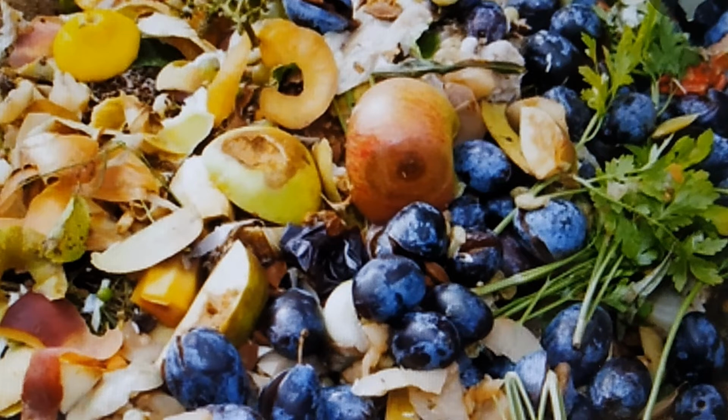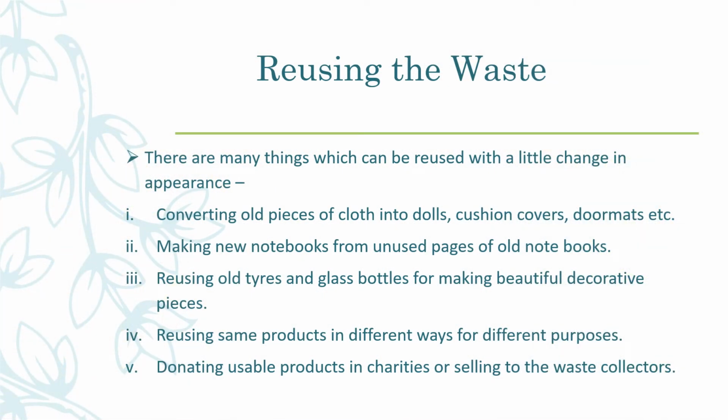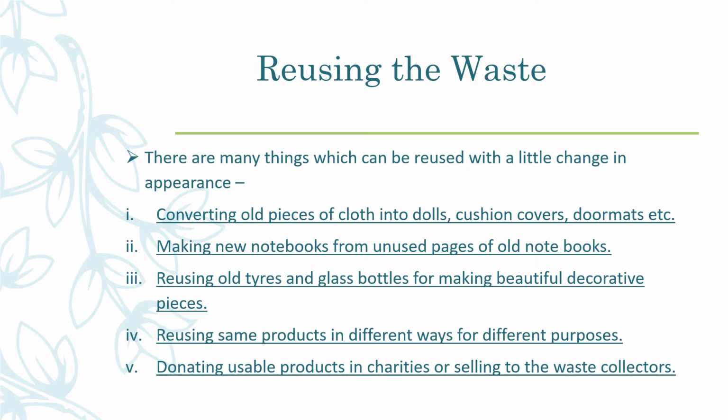And this is called composting. Waste is reduced to make compost. There are many things which can be reused with a little change in appearance. For example, by converting old pieces of cloth into dolls, cushion covers, doormats, etc.